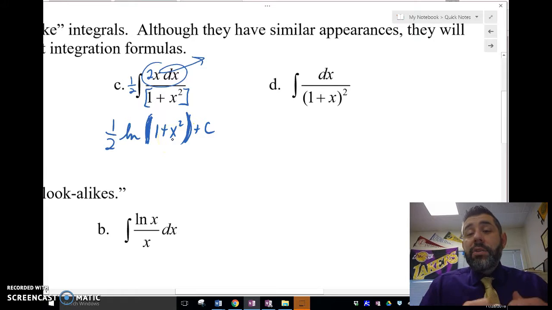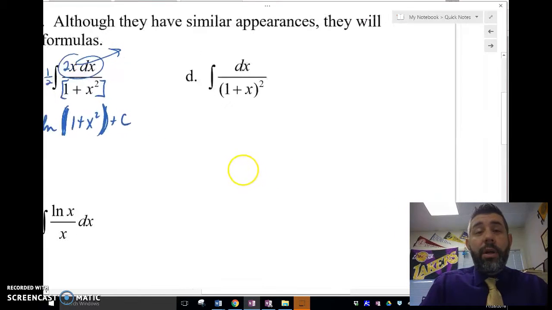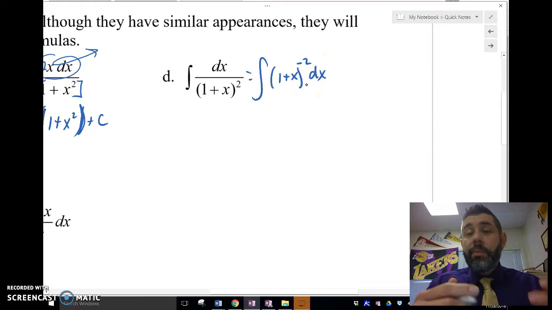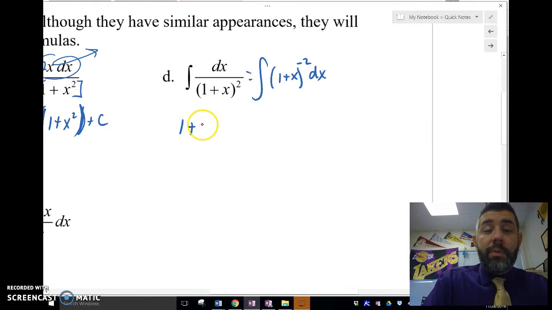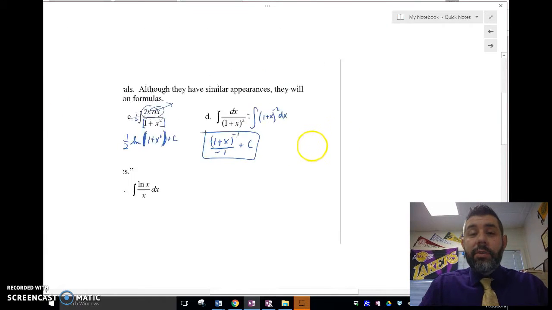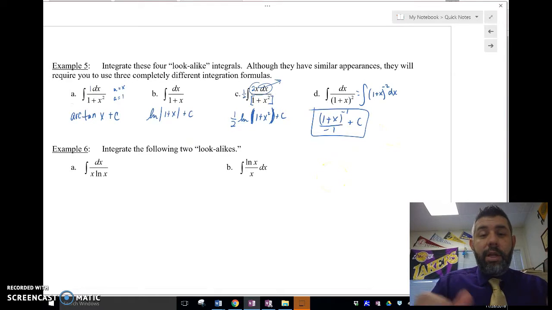Now we have the quantity squared in this case. Whenever we see a quantity squared or a quantity square rooted, then it's likely that we're going to bring it up as 1 plus x to the negative 2 power, and we're just going to use the power rule. So we're going to have 1 plus x to the negative 1 power divided by negative 1, plus c, and that's going to be our answer for that one. So notice that these were all similar looking, but very different in approach.